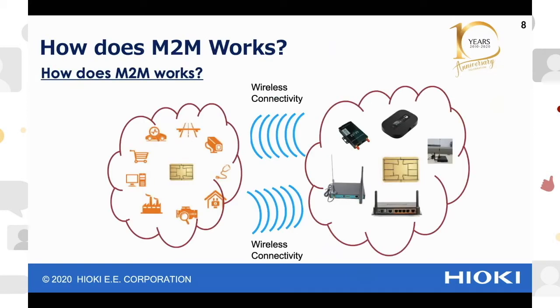So these are the ways which I mentioned previously on how a smart system works with IoT. You have the smart system here, and you have the SIM card that's installed in the router, and then this will do the transmission of data.